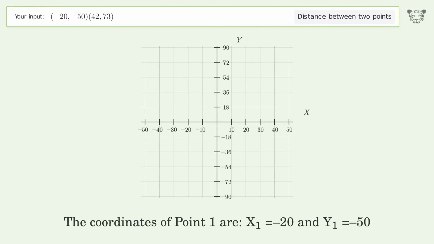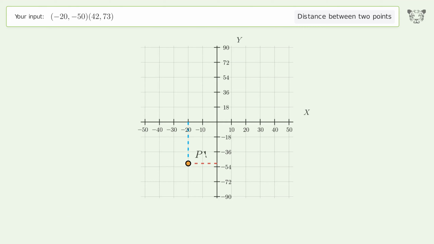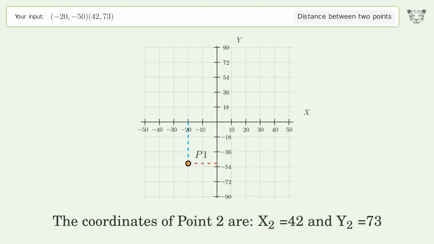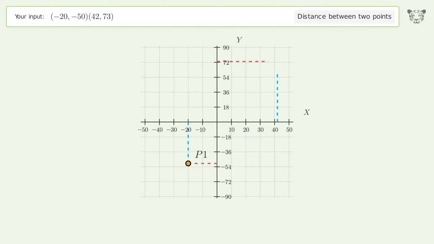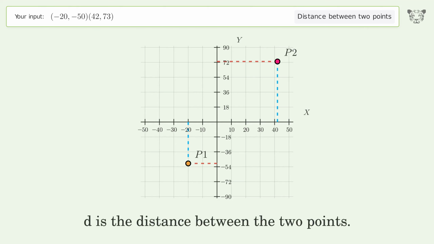The coordinates of point 1 are x1 equals -20 and y1 equals -50. The coordinates of point 2 are x2 equals 42 and y2 equals 73. D is the distance between the 2 points.